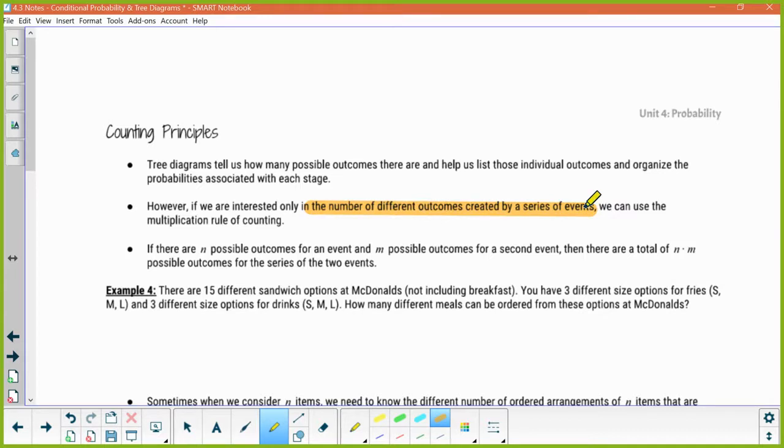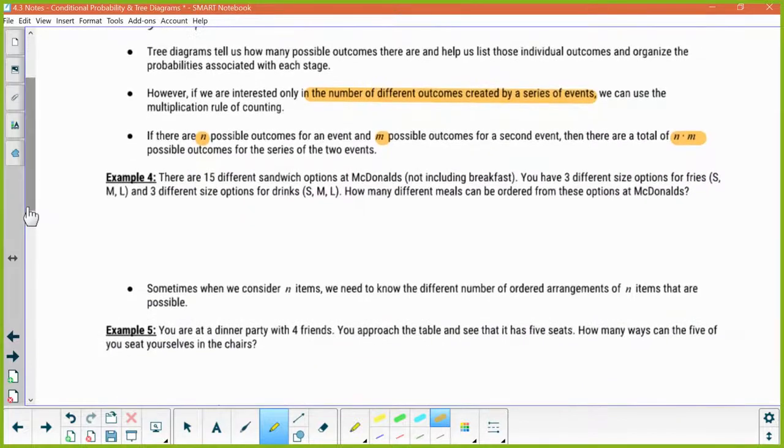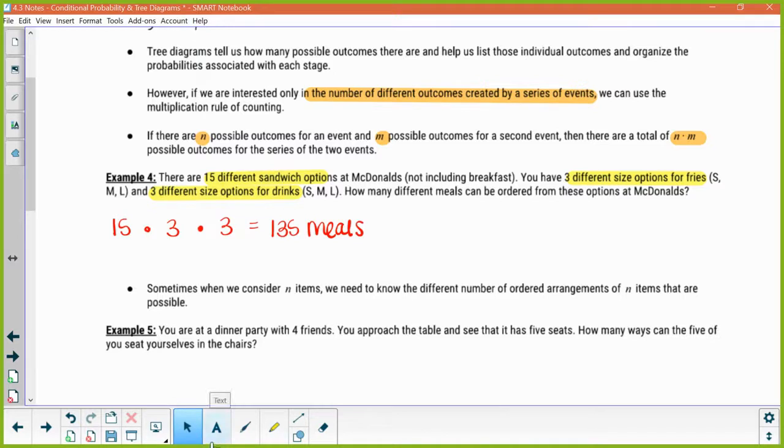So we can use the multiplication rule of counting. If there are n possible outcomes and m possible outcomes, all you have to do is multiply the number of potential events to get your total number of combinations. So, for instance, we have McDonald's. There's 15 different sandwich options, and we have 3 different size options for fries, 3 different size options for drinks. How many different meals can be ordered with these options? All we have to do is take those values, multiply them together, and that's going to give us the number of combinations we could have. 15 times 3 times 3.